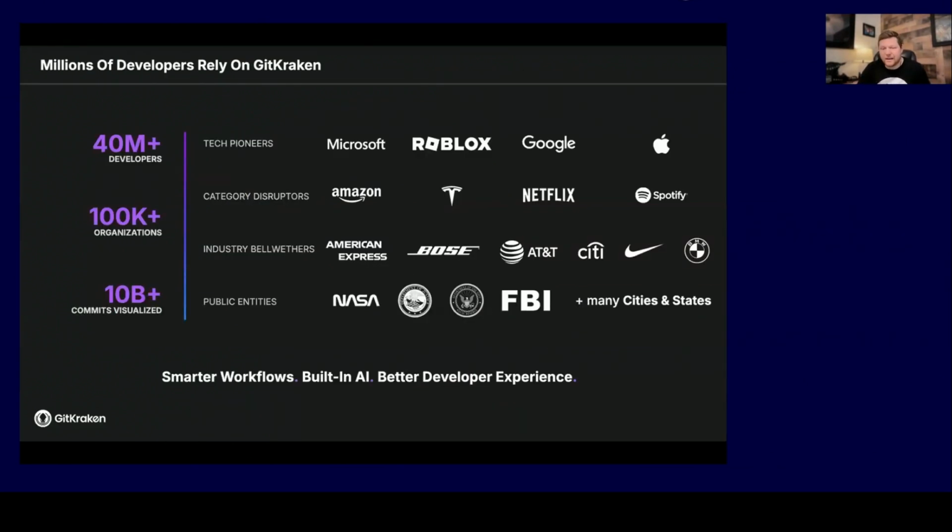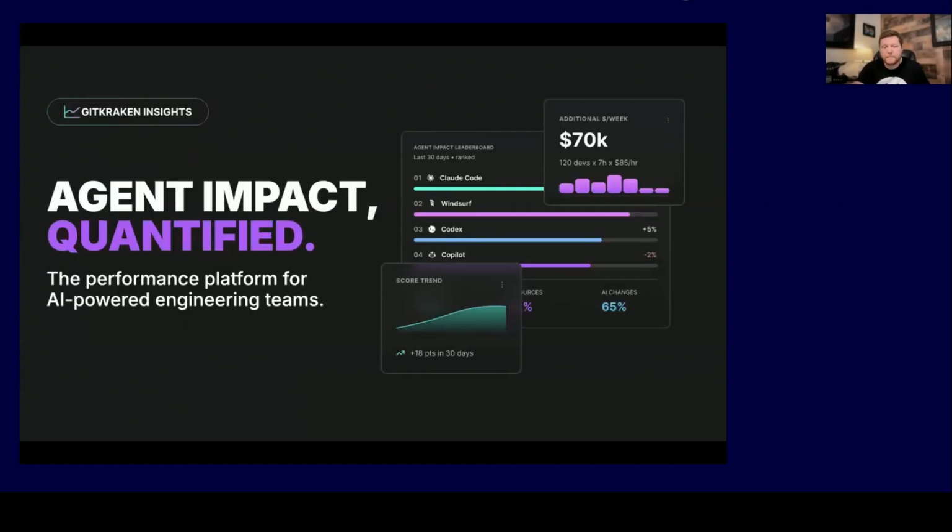Just a quick highlight of who GitKraken is. We are used and loved by millions of developers across the globe in over 100,000 organizations. You can see we've got organizations that use our tools from every shape and size, from very large enterprise companies all the way down to small startups. So that's a little bit about who we are.